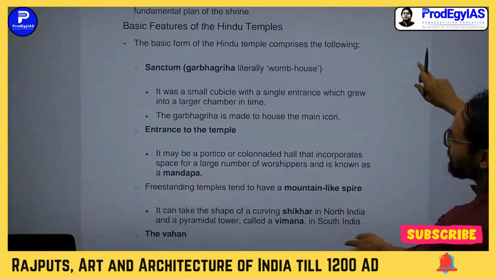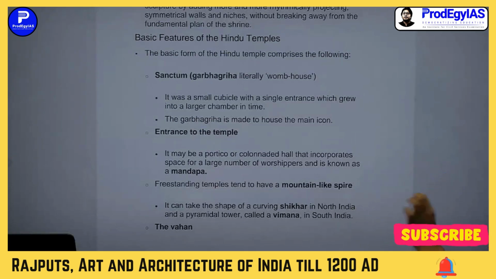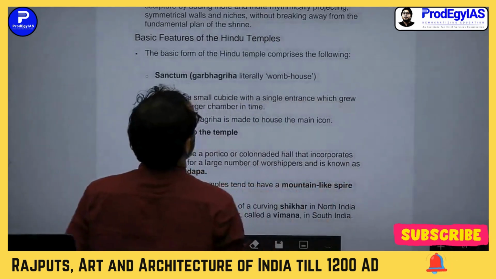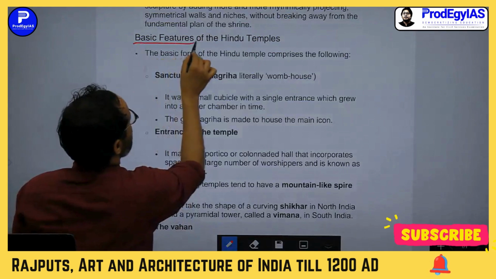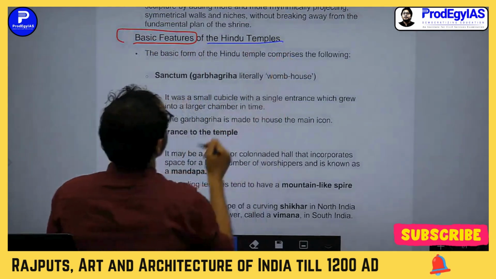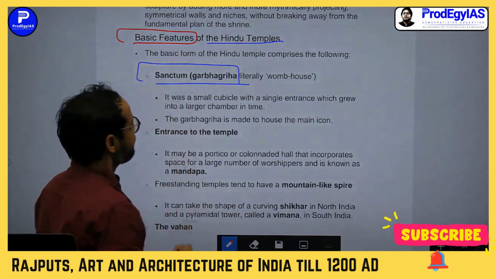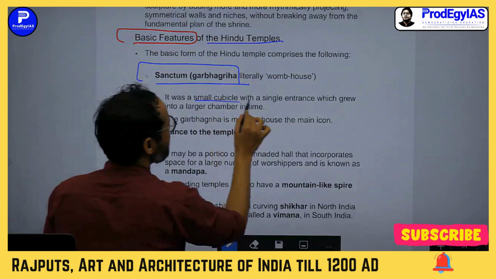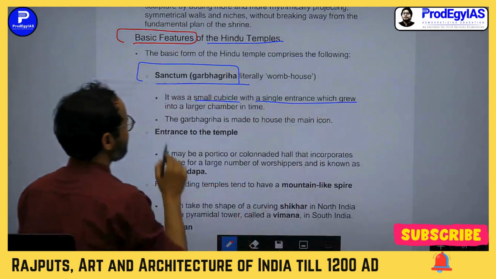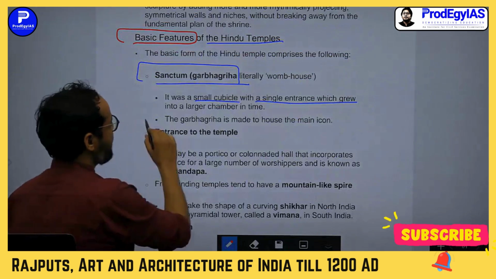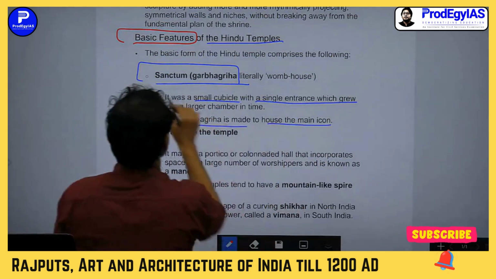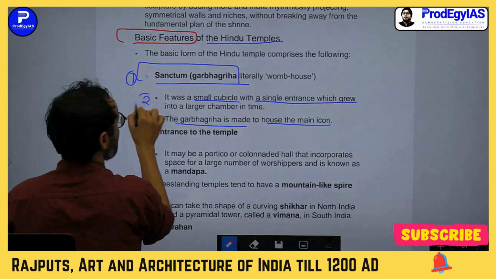So please write about the basic features. You write two or three words only, you have everything else. Just write the basic features of these temples. Just write Sanctum Sanctorum or Garbhagriha. It was a small cubicle with a single entrance, and in the Garbhagriha the deity was placed. Write these two or three first.